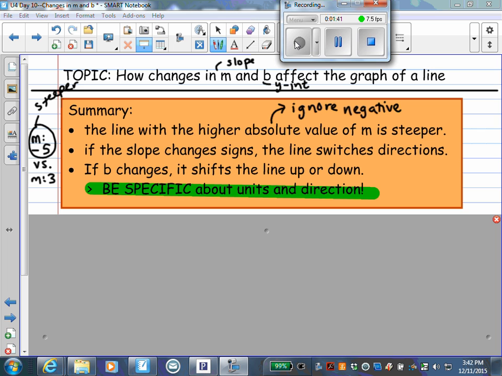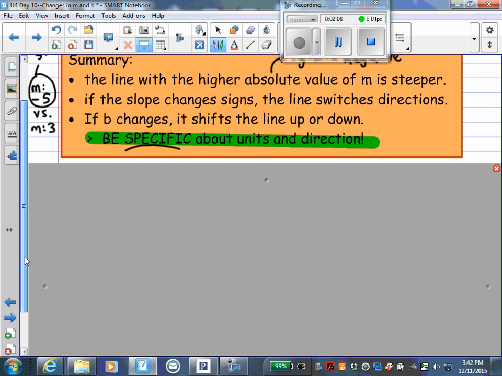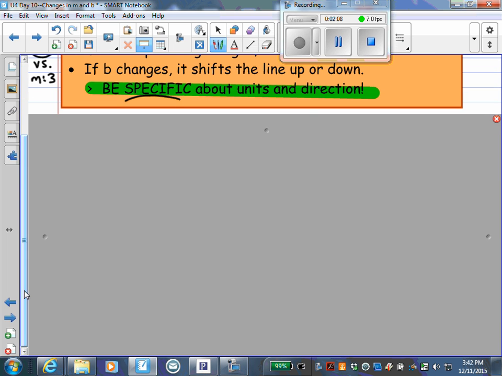If the slope changes signs, the line switches directions. So if it goes from positive to negative or negative to positive, it's going to switch whether it's rising or falling. And then if B changes, or if the y-intercept is changing, it shifts the line up or down. And when you're asked to describe how it changes, you have to be very specific about how many units and what direction it's going, up or down. All right, we're going to just look at some quick examples.